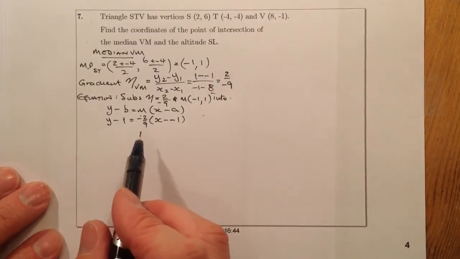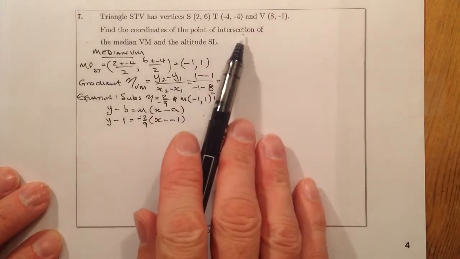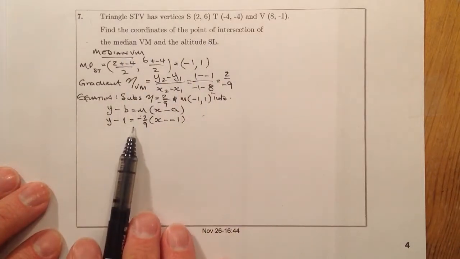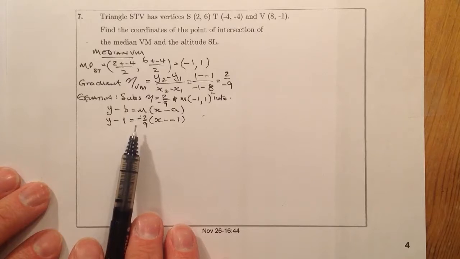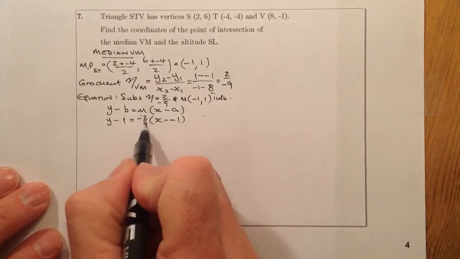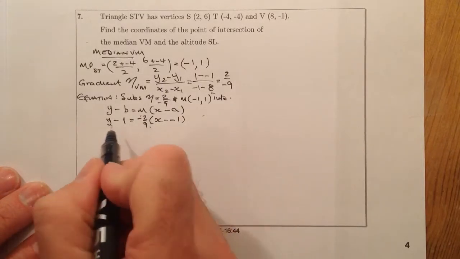What I'm going to do with this just now, because I know that I'm going to have to find the point of intersection, is prepare this further. This is where I would probably get the mark for this part of the question, but I'm going to prepare it further by multiplying this side by 9, which removes the 9 from there.